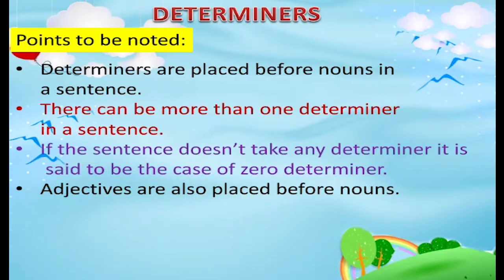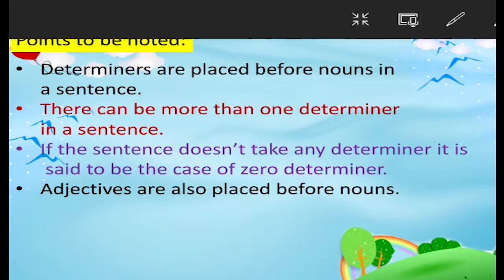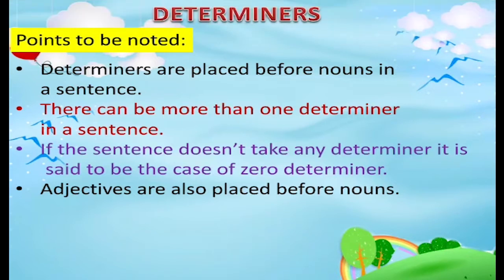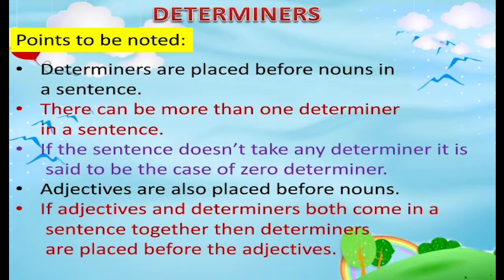Adjectives are also placed before nouns, not only the determiners. And if adjectives and determiners both come in a sentence together, then determiners are placed before the adjectives. So, when you introduce a noun with an adjective, we write the determiner before the adjective for that particular noun.